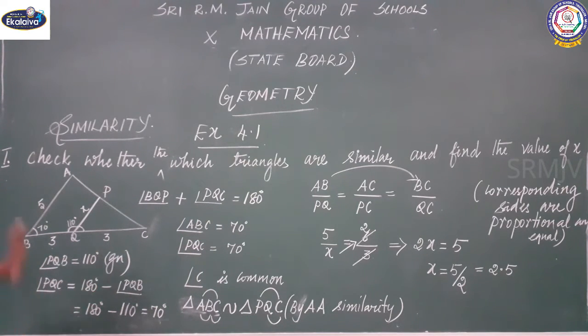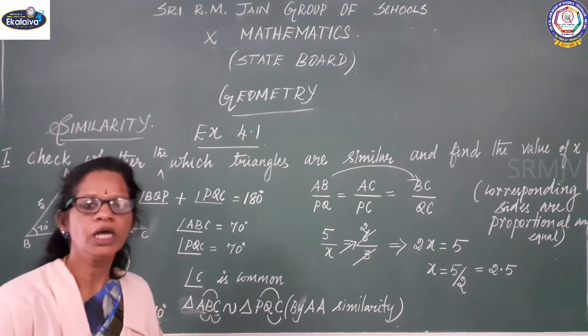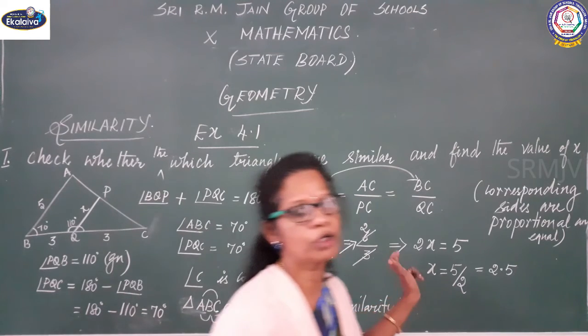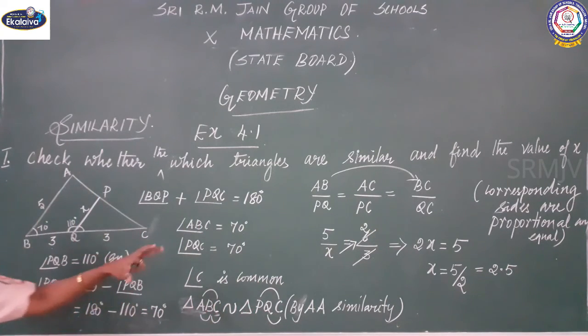Got it, children? Once again I repeat. Listen. Triangle ABC, triangle PQC. These two triangles only. We want to prove these two triangles are similar. If we prove they are similar, you can go for corresponding sides are proportional and equal. Using that, we can calculate the value of x.